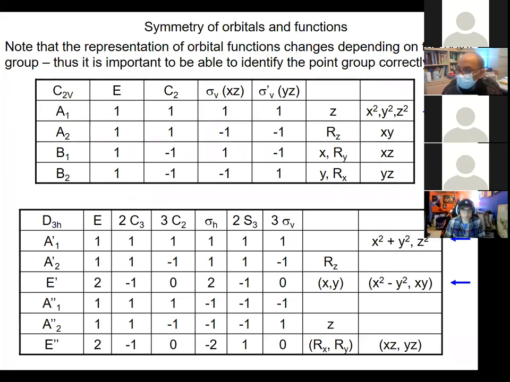Six. That's 6. Let's count it again. I have 1 E, right? I have 2 C3s. So 1 plus 2 is 3. 3 plus 3 is 6. 6 plus 1, 7. 7 plus 2, 9. 9 plus 3, 12. So the order of D3h point group is 12.